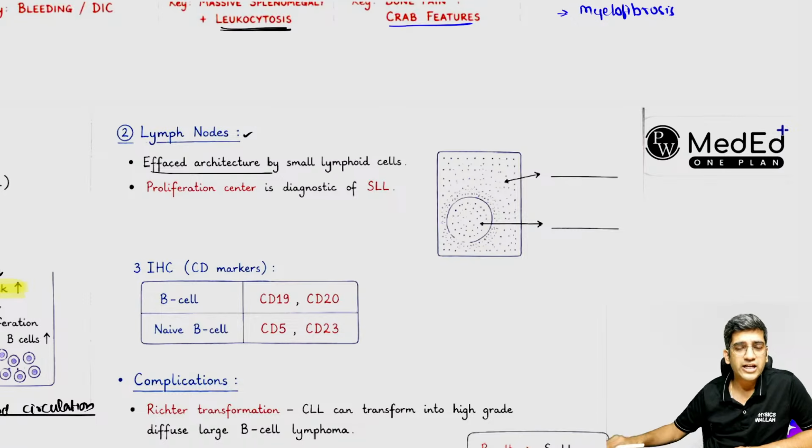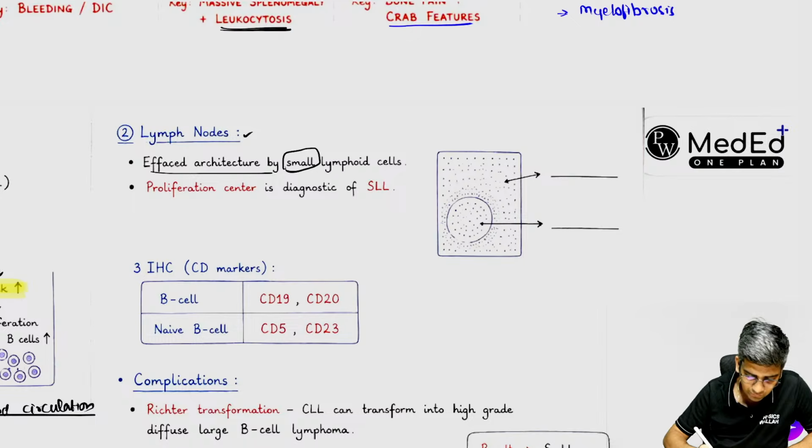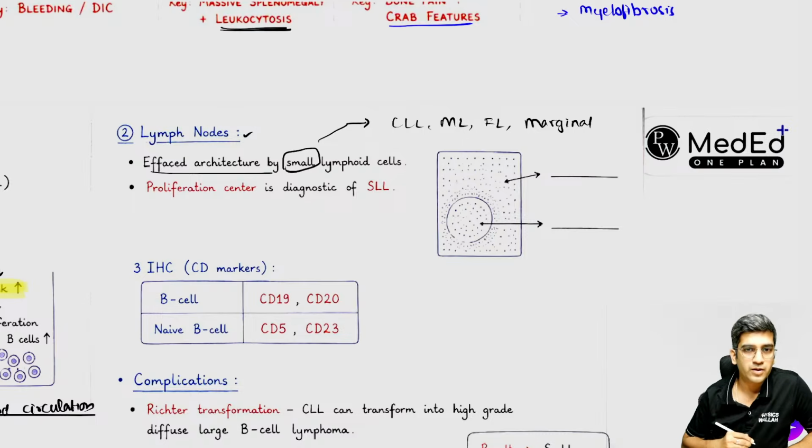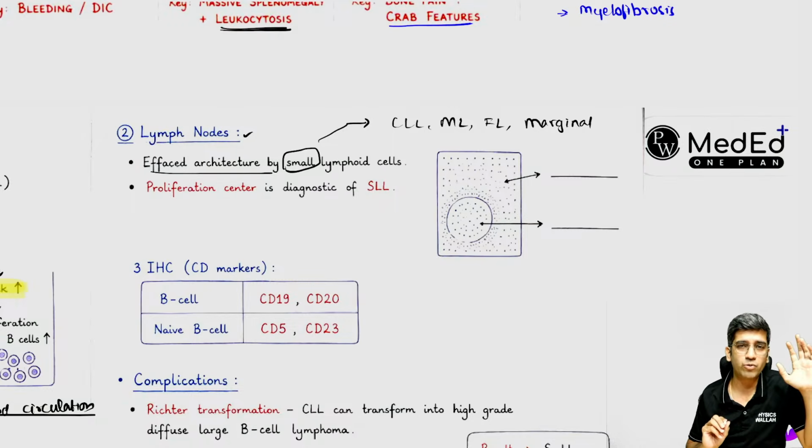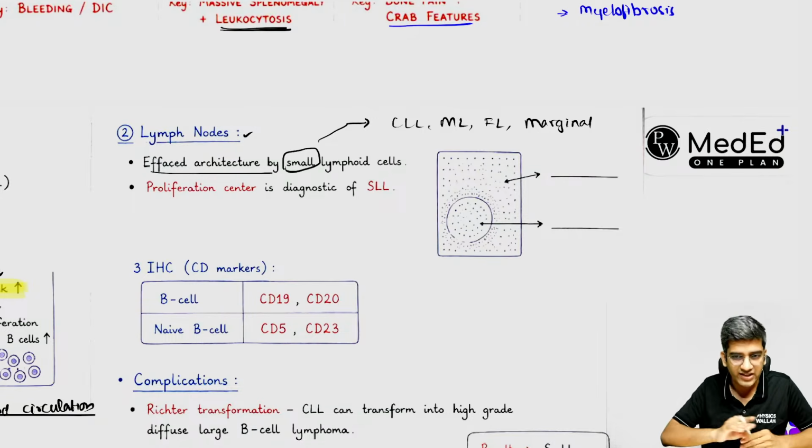Effaced lymphoid architecture. By whom? If I'm using the term small lymphocyte, CLL, mantle, follicular, marginal, all these are small lymphoid lymphomas. You can use the same thing: effaced lymphoid architecture by intermediate cells, Burkitt's lymphoma. Effaced lymphoid architecture by large cells, DLBCL. That's all lymphoma, right? Effaced lymphoid architecture is very classical.